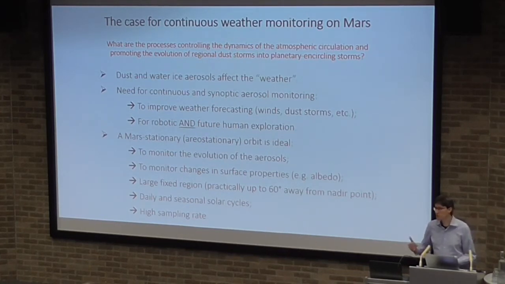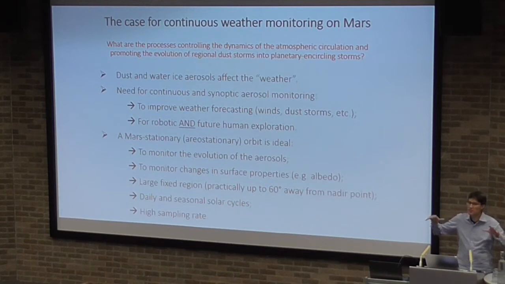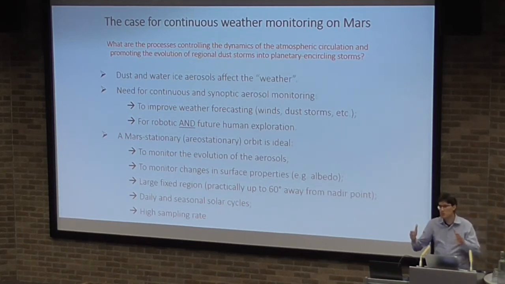Why is a Mars stationary orbit interesting? That's because you can look at a very large, fixed region, the same spot all the time, or more or less. You can look beyond 60 degrees from the sub-spacecraft point. Practically speaking, you have at least 60 degrees out of the sub-spacecraft point to monitor all this stuff. You can follow the dynamics at all local times throughout the seasons, and obviously you can have a very high sampling rate. So, in my opinion, it is the best way to look at the temporal and spatial evolution of dust and water ice clouds.